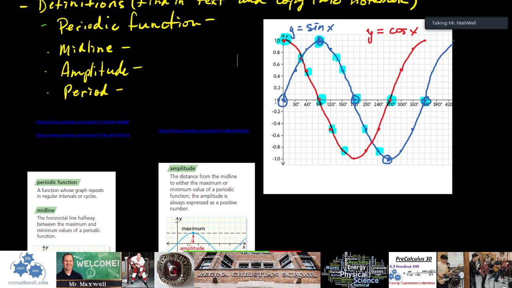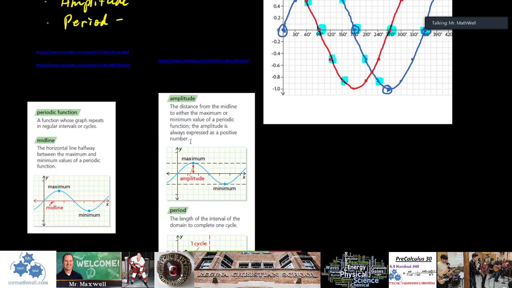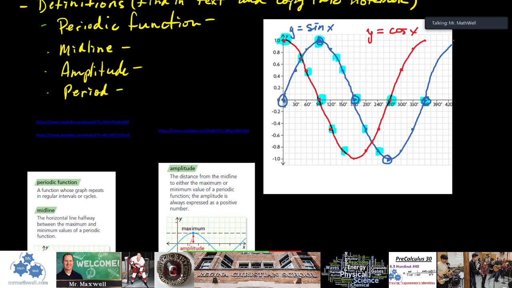All right. What about some of these other ones? Midline. Okay, what's the midline? Well, the midline is pretty self-explanatory. It is the middle line of any of these periodic functions. So if you consider sine and cos, let's take a look at the blue sine graph.